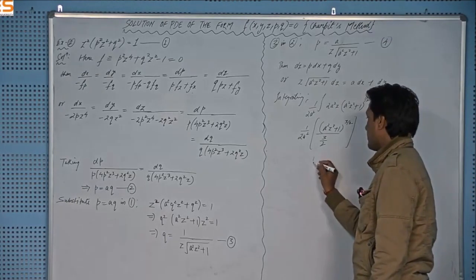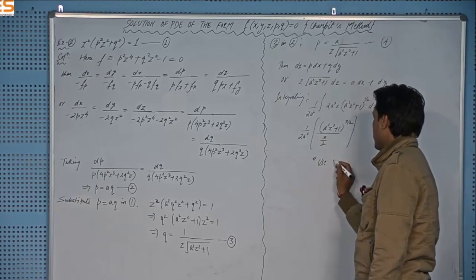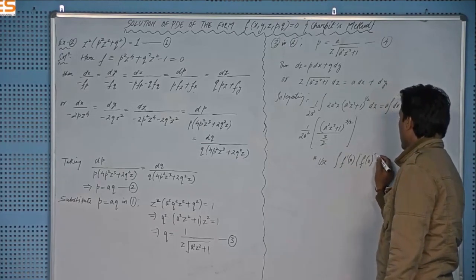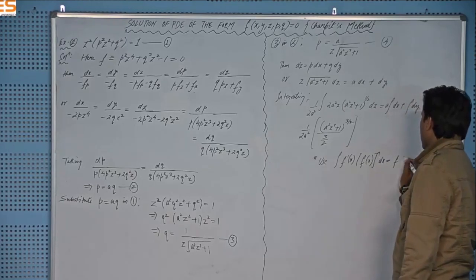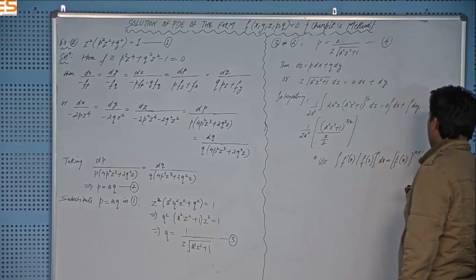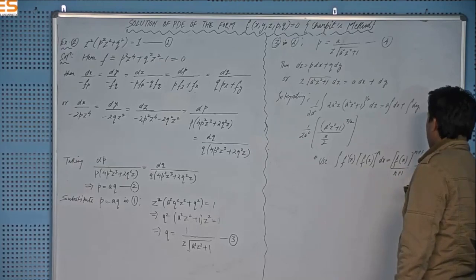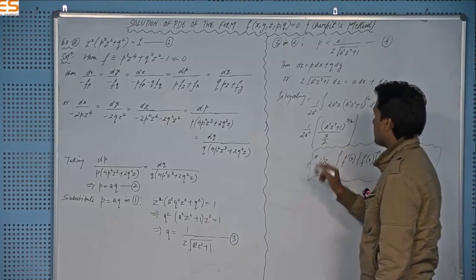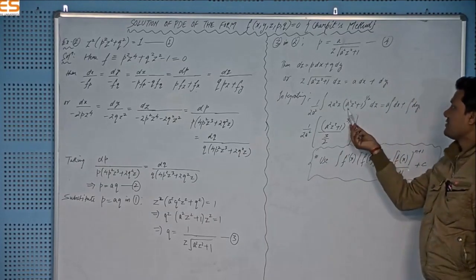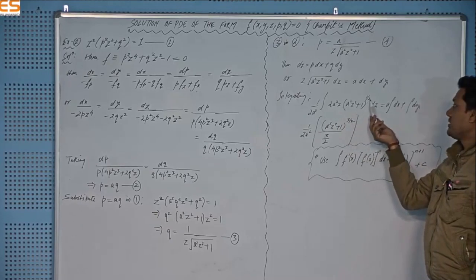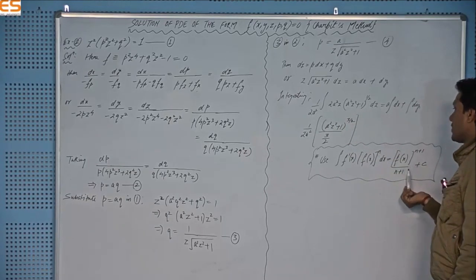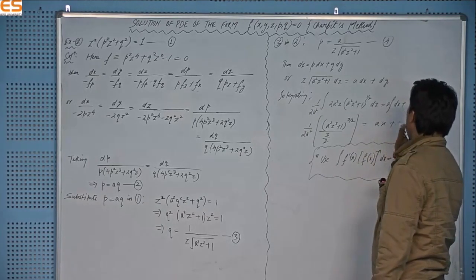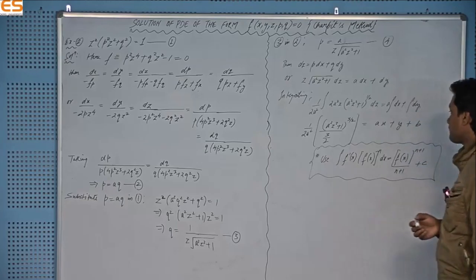I will use this formula. The formula is integral f dash x, and inside bracket you have f(x) whole to the power n dx, then the result is f(x) whole to the power n plus 1 over n plus 1 plus c. So this is the formula I have used here in order to simplify the calculation, right? You can see that this is your f(z) and this is your f dash z, and in place of n I have half, so use this formula, the result is this. Okay, and the right hand side is a x plus y and another constant b, right?